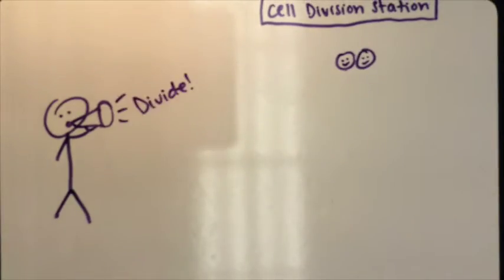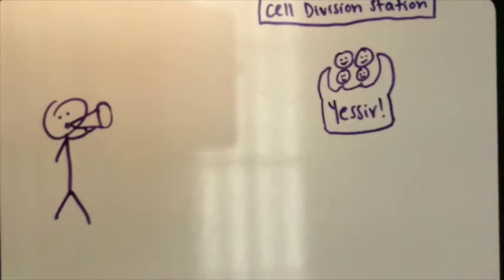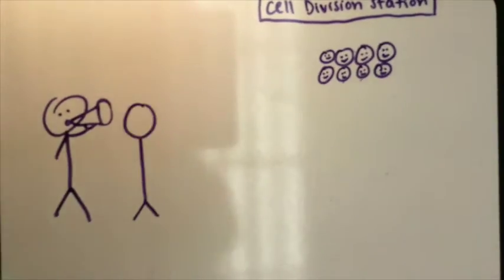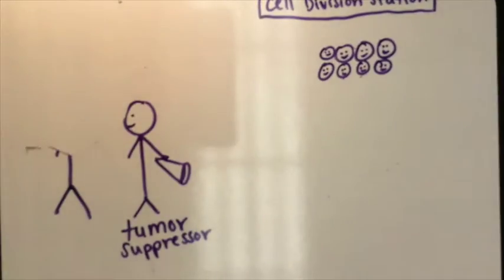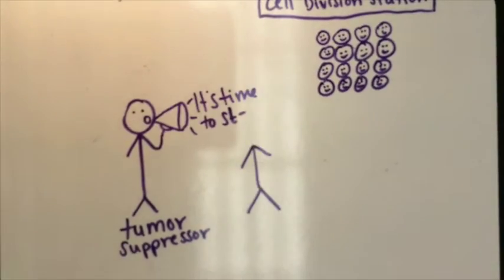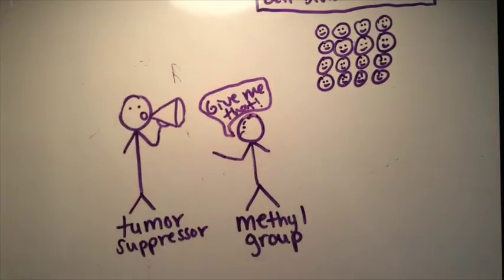Methyl groups can also silence tumor suppressor genes, which are genes that slow down cell division, signal to cells to die, and repair DNA damage. The silencing of these genes will make a person more susceptible to cancer, as the genes can no longer slow down cell division.